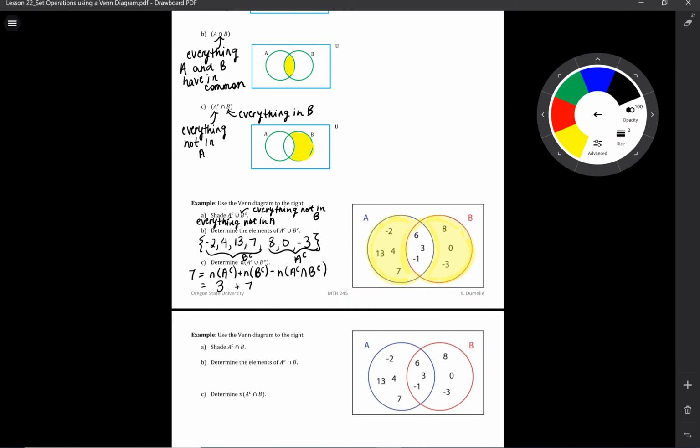And then do I have anything that is in the intersection of A complement and B complement? Well, whoops, why did I put 7? Sorry, I meant 4. So this is equal to 0 since I don't have any elements in both A complement and B complement. So I still get 7, even using my rule.